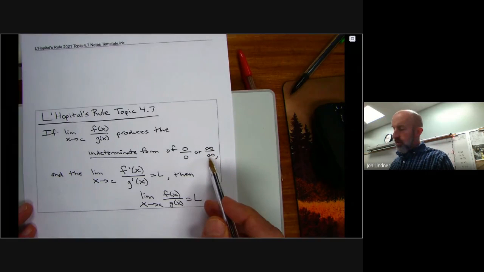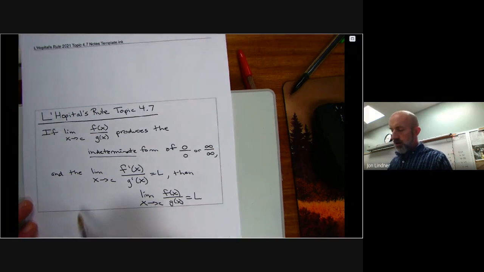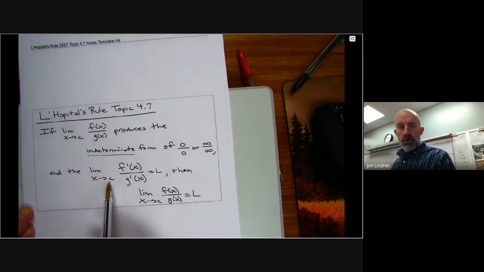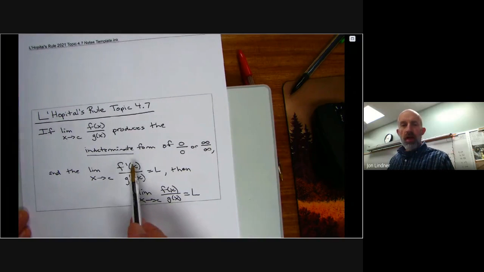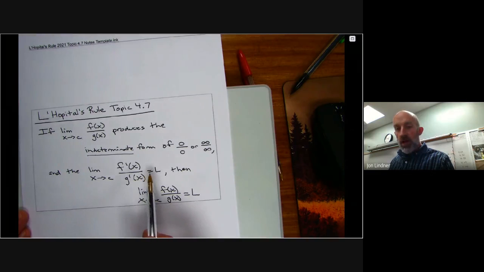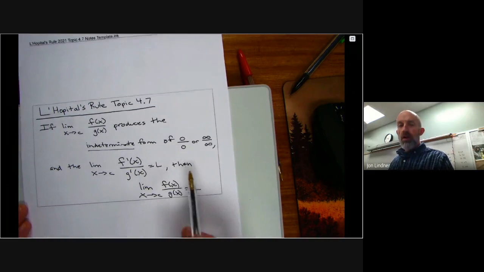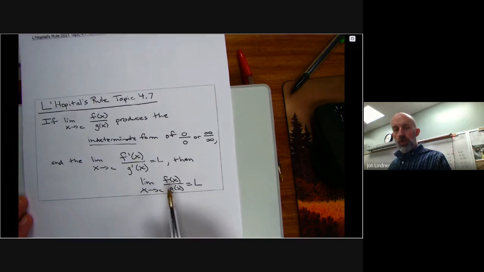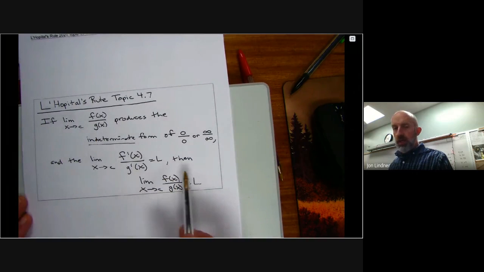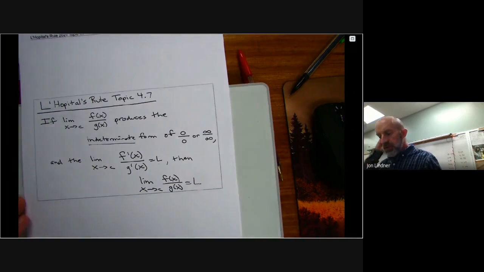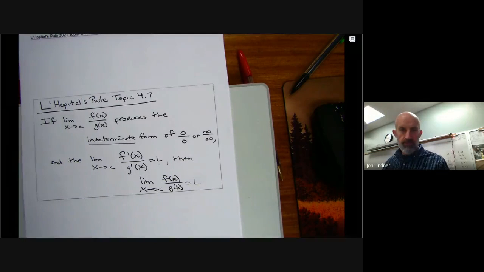Infinity over infinity, here's the saving grace from L'Hopital's rule. The limit as x approaches c of f prime of x over g prime of x, if it does equal a nice number, not this stupid 0 over 0, then we know that the limit as x approaches c of the original thing is equal to whatever we found when we did the derivative of the top over the derivative of the bottom.